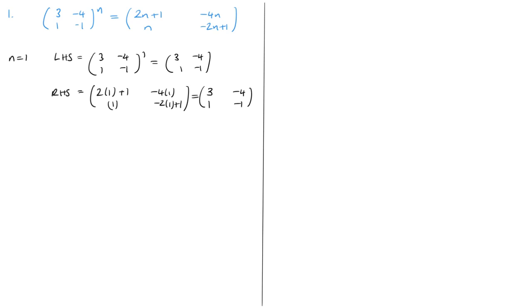So as the left hand side equals the right hand side, the matrix equation is true for n equals 1. So assume now true for n equals k.